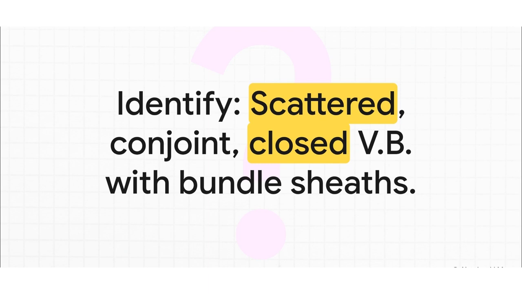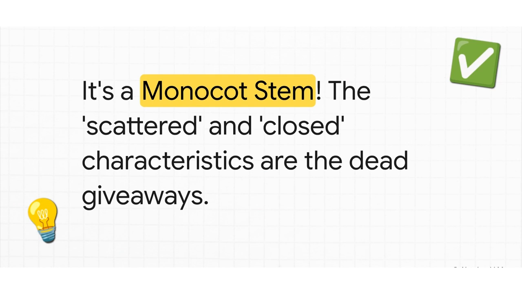Come on, Bacho, put your thinking caps on. What is it? Focus on those keywords: scattered, closed, bundle sheath. What does that point to? And the answer is a monocot stem. If you got that right, well done. You see, the moment you see the words scattered and closed, the answer becomes crystal clear. And that's exactly how you crack questions in NEET. You catch the keywords and move on.